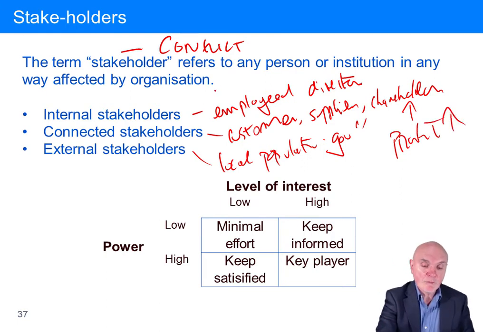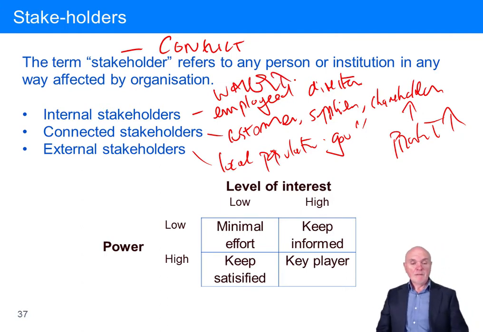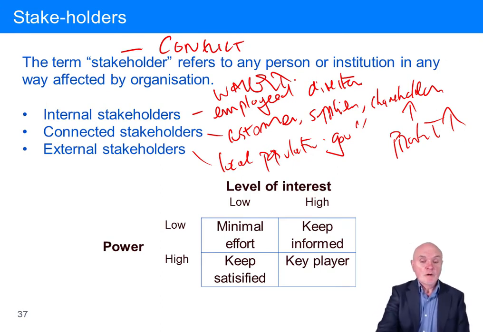But the employees, of course, want wages up. And the more wages you give to your employees, the lower the profit is going to be for the shareholders. There's a kind of tension there which is going to come around every time there's a wage negotiation. It could be the local population.